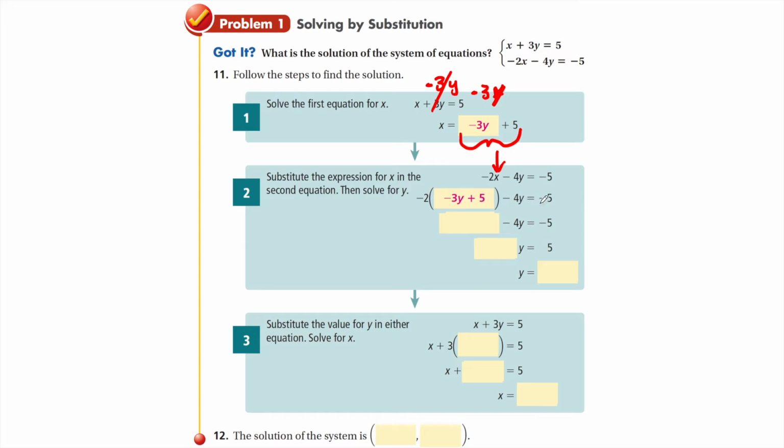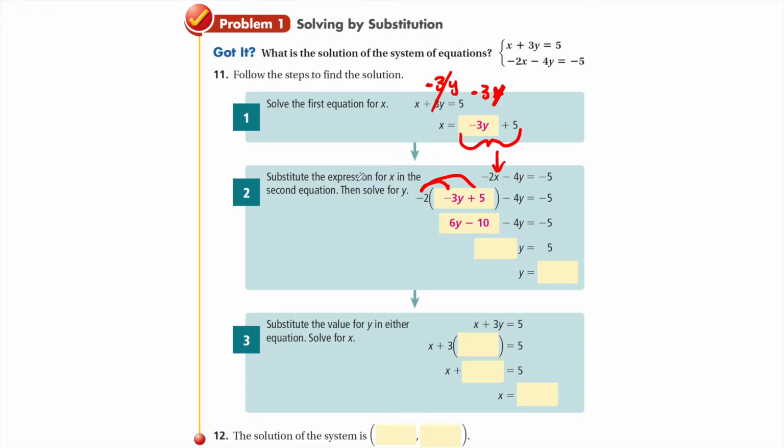And then we're going to subtract 4y, and now we just have to distribute. Negative 2 times that negative 3y, and then negative 2 times the positive 5. And you'll get a positive 6y, negative times a negative, 2 times 3, right? And then you'll also get a negative 2 times a positive 5, which will give you that negative 10. So we now are looking at 6y minus 10 minus 4y is going to equal a negative 5.